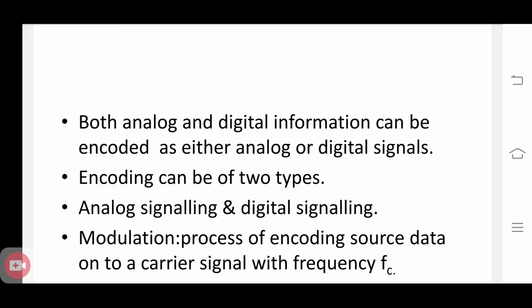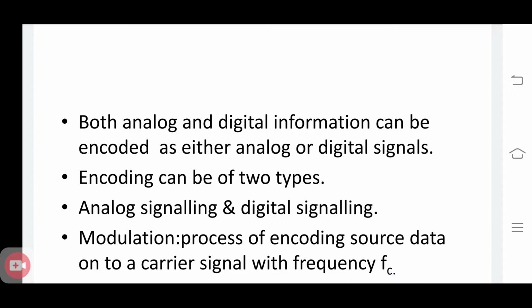We have analog data to digital signal conversion, analog data to analog signal conversion, digital data to digital signal conversion, and digital data to analog signal conversion. This process is known as encoding. They are of two types: analog signaling and digital signaling.